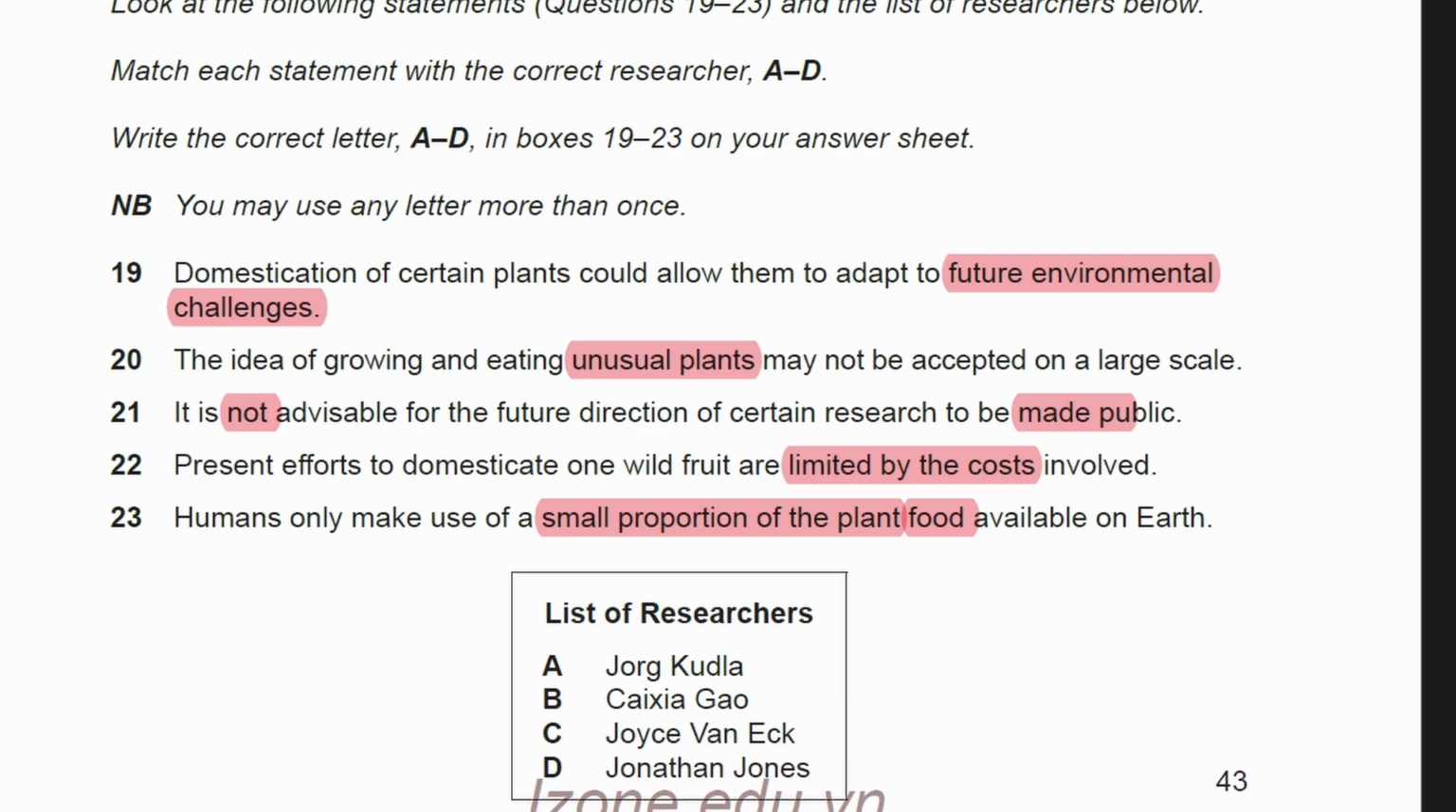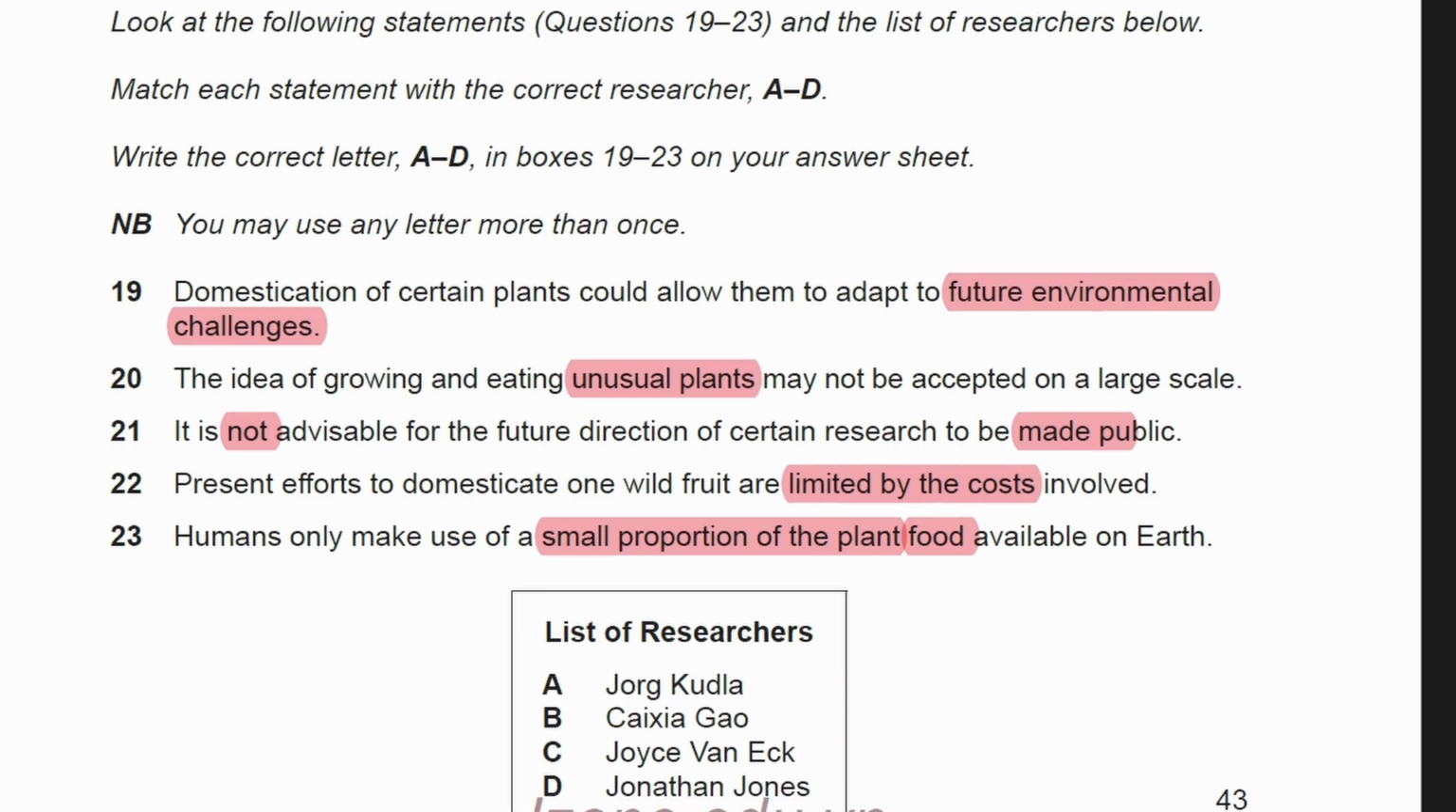Let's go back and search for the names of these four researchers: Yor Kutla, something Gao, Joyce Van Eyck, and Jonathan Jones. Before we begin searching for these statements in the passage, make sure you remember them. The first key phrase is environmental challenges. Second key phrase, unusual plants. Third key phrase, not made public. Fourth key phrase, limited by the cost or cost itself. And the fifth key phrase is small proportion.